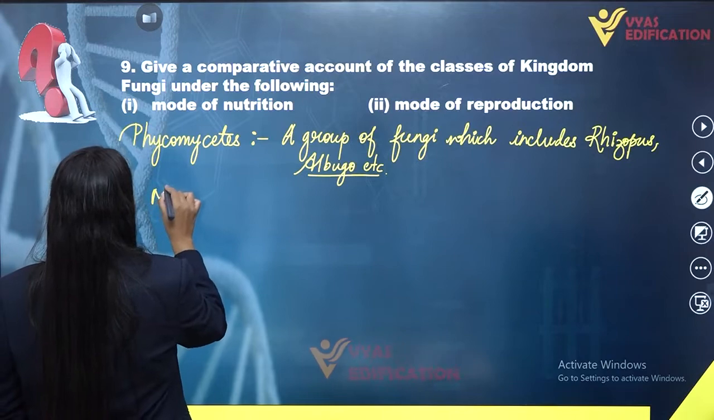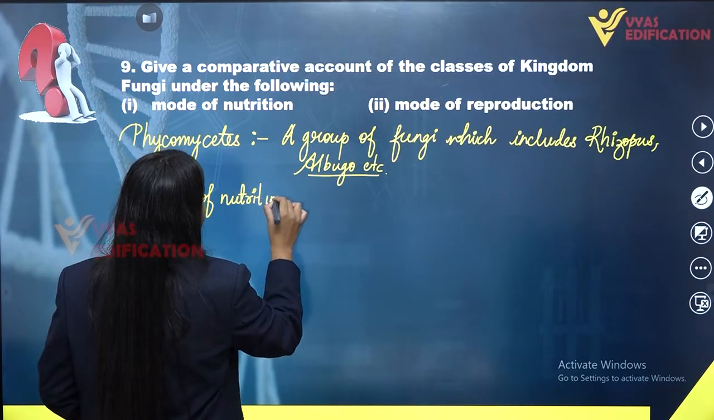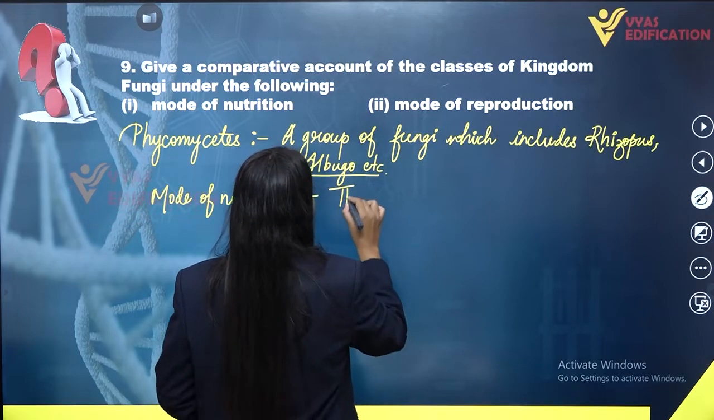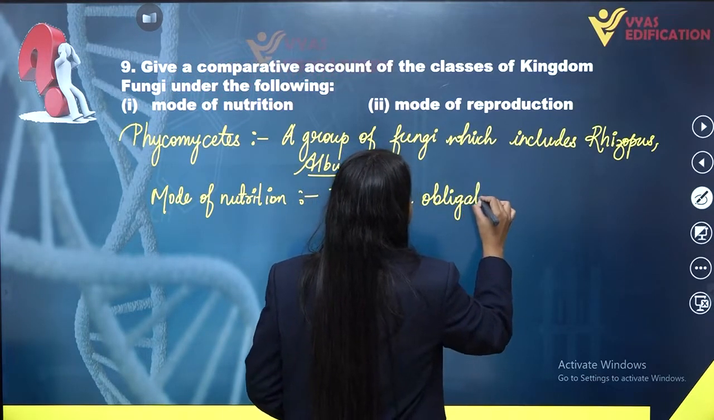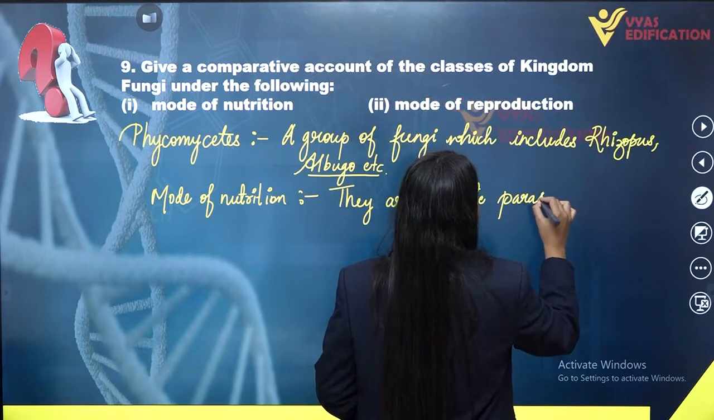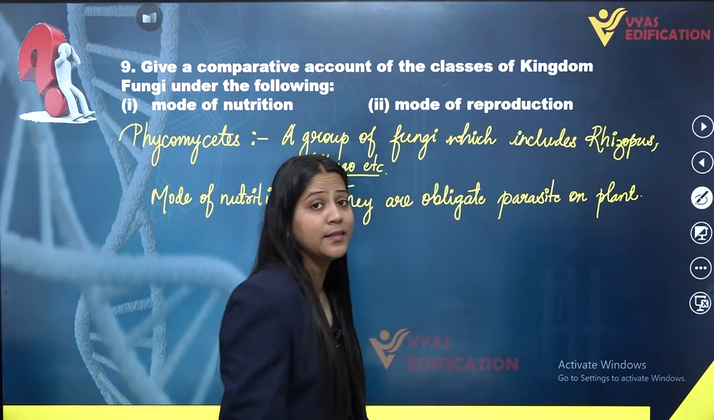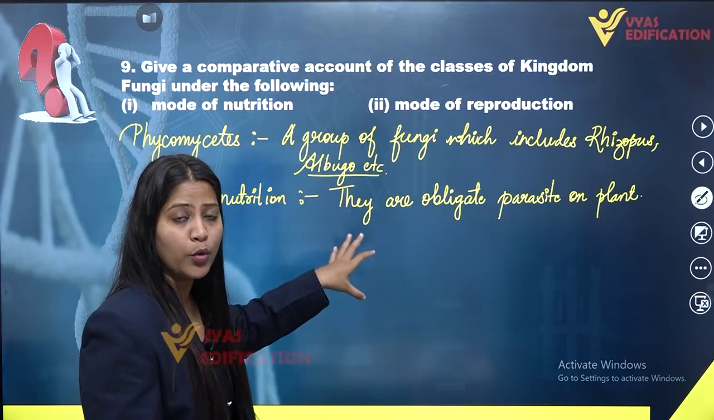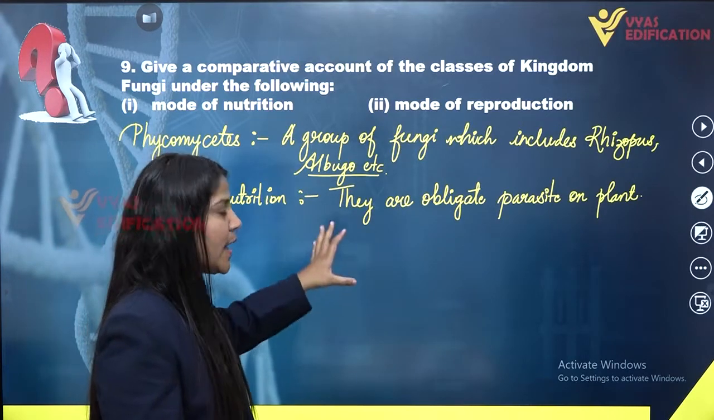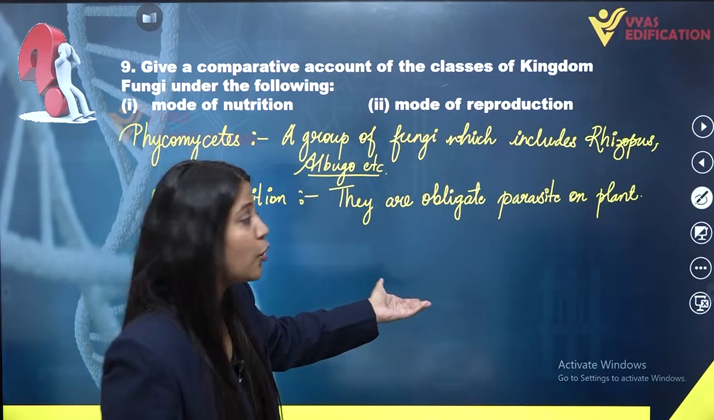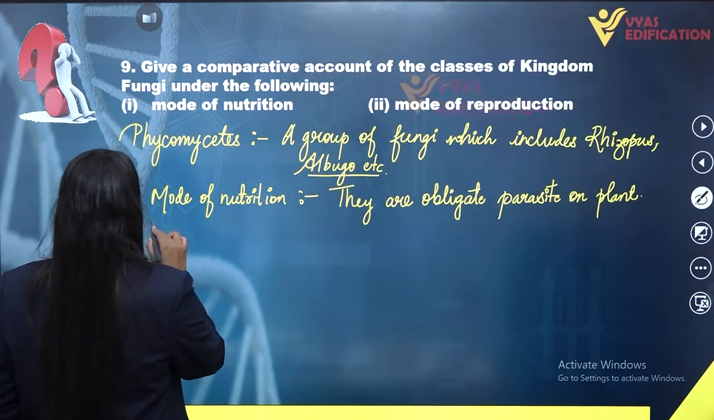If we talk about the mode of nutrition of Phycomycetes members, they are obligate parasites on plants. That means they are heterotrophic, and in heterotrophic they are parasitic in nature. They exhibit heterotrophic mode of nutrition. They are not capable of synthesizing their own food because they are not having chlorophyll pigment in them. Hence they are heterotrophic in nature. And what kind of heterotrophic they are? They are obligate parasites on plants.